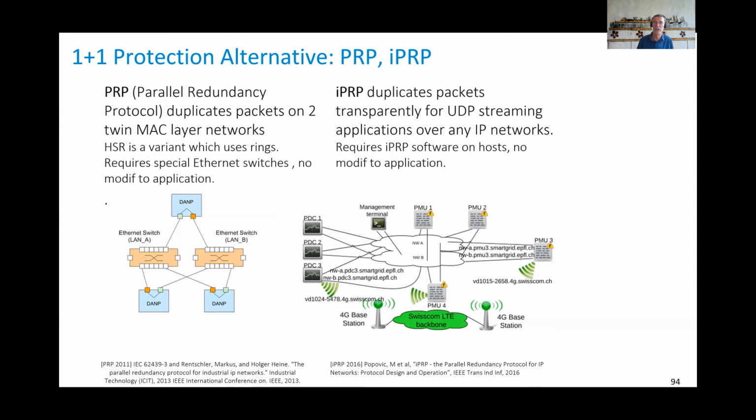So when a device is connected to an Ethernet switch, in fact, it's connected to two Ethernet switches, and every packet that it sends is duplicated, it's sent on the two interfaces. On the receiver side, the Ethernet card, which is a special PRP Ethernet card, will see at the source, sequence numbers will be inserted, then the sequence numbers will be used to remove the duplicates. You can do that at the Ethernet level. You can do that at the UDP level.